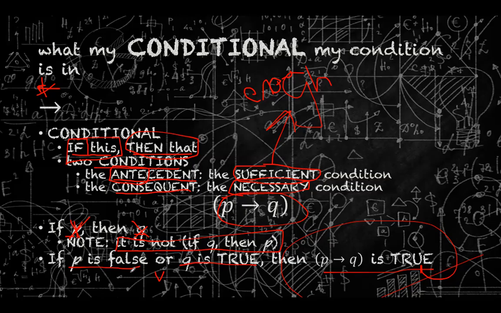Right? But it can't be, if P is true and Q is false, it is false. Correct. If P is true and Q is false, this is false. That's the only situation where it would be false, but all the other combinations would be true. So the only time that this conditional is ever false is if P is true and Q is false.